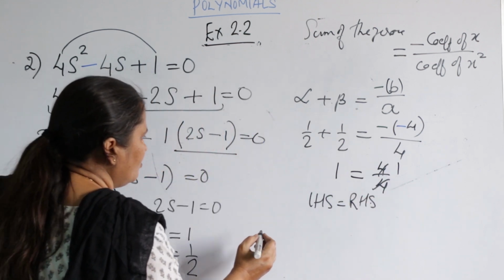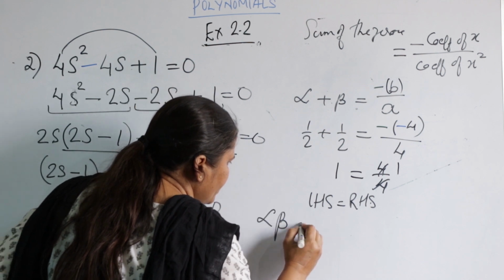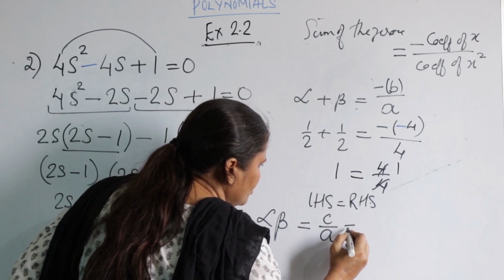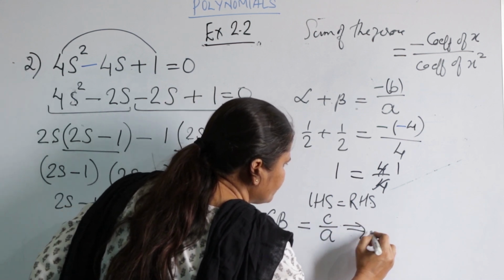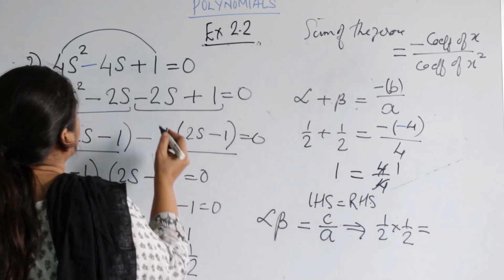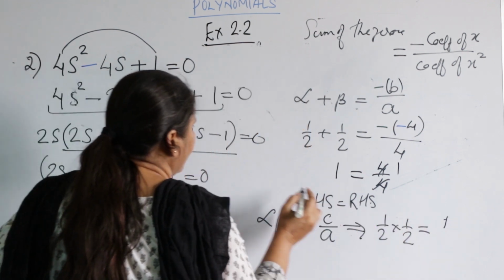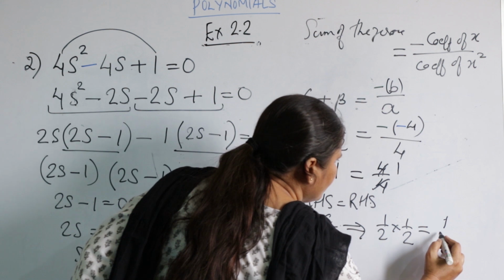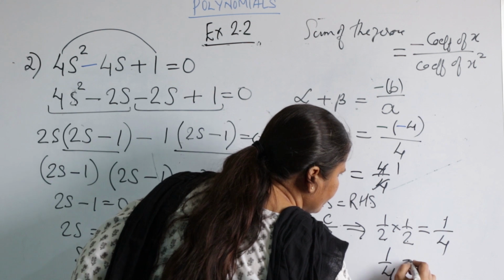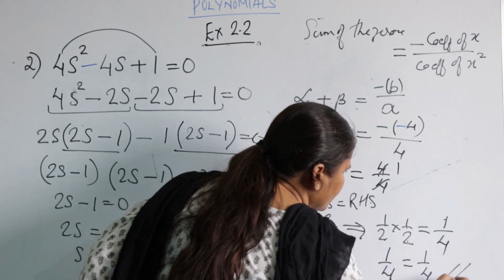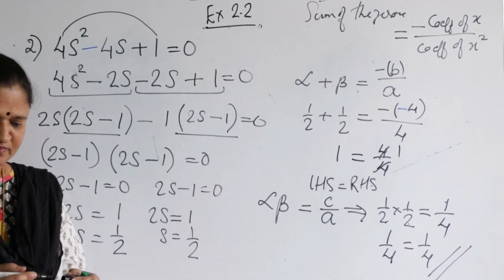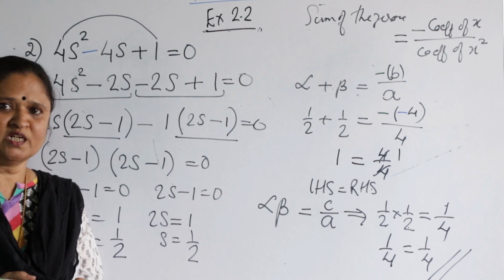Similarly, let us now check the relationship for the product of the zeros, which is c by a. What is the product of the zeros now? Half times half equals. c is 1. And what is a? It is 4, right? 1, 2 times 2, 4, which is 1 by 4. Verified. Yes, this is the second problem. Now let's move on to the third problem.